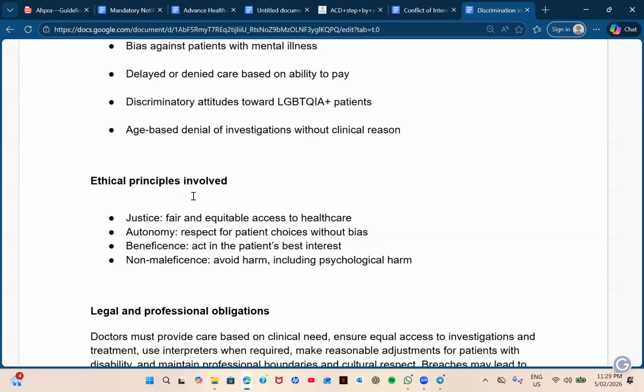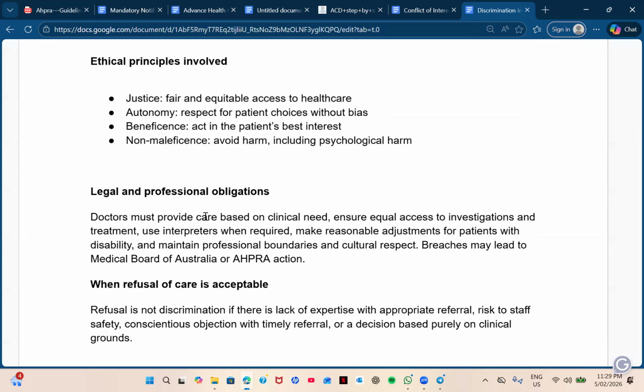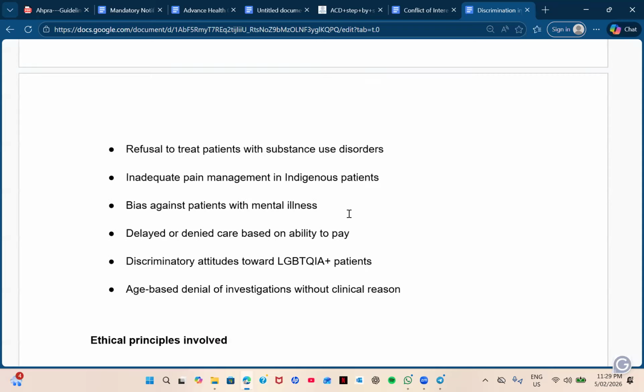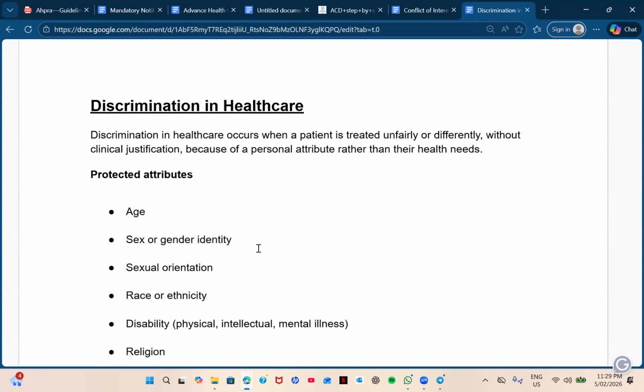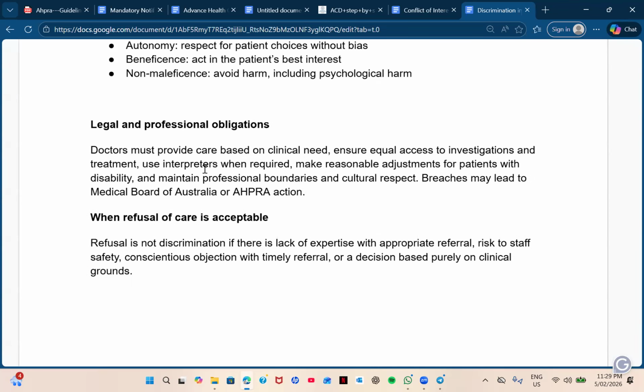Discrimination is unfair treatment, right? It's not ethically correct. So, legal and professional obligations. A doctor must provide care based on clinical needs, not regarding those factors, right? Not according to age, sex, or gender identity. The doctor should treat according to clinical need and ensure equal access to investigation and treatment. We should treat each patient equally, right?